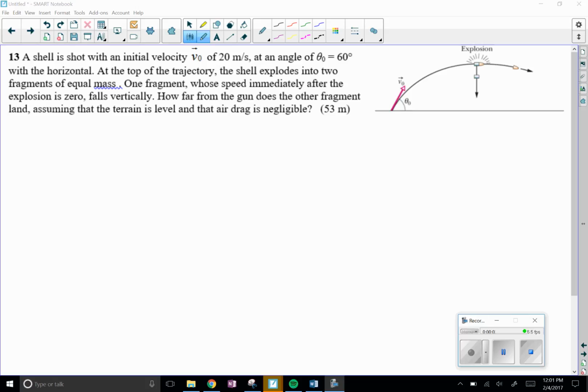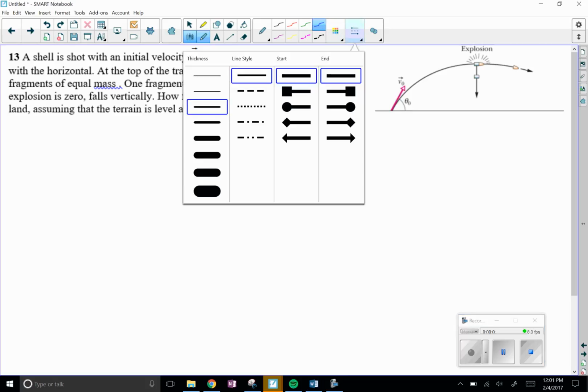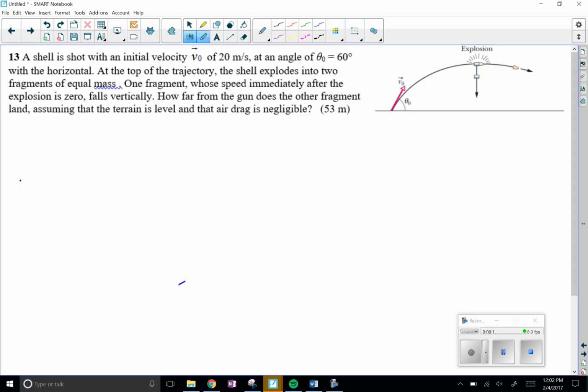All right, here we go. This is problem number 13 from chapter 9 of the Halliday and Resnick textbook. So we've got this shell that's being fired, and the problem tells us that it's being fired with an initial velocity of 20 meters a second at an angle of 60 degrees above the horizontal.